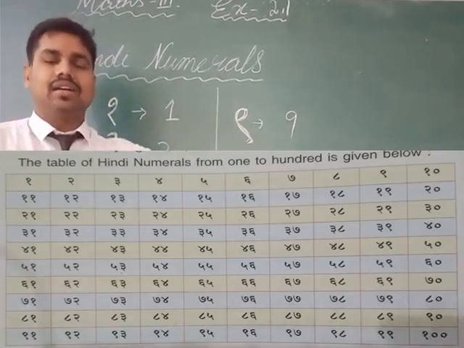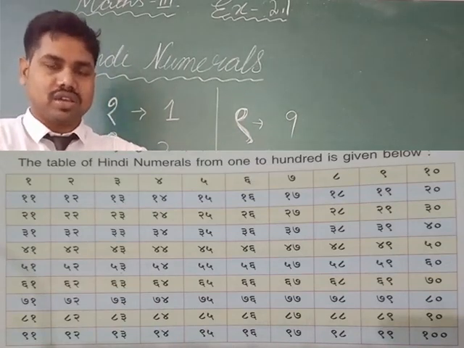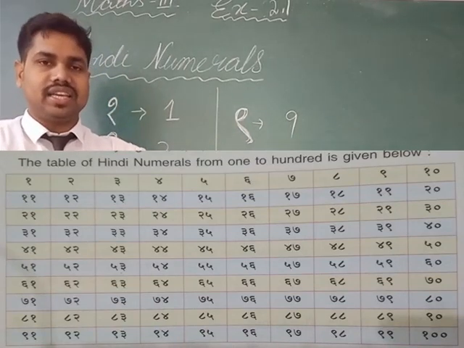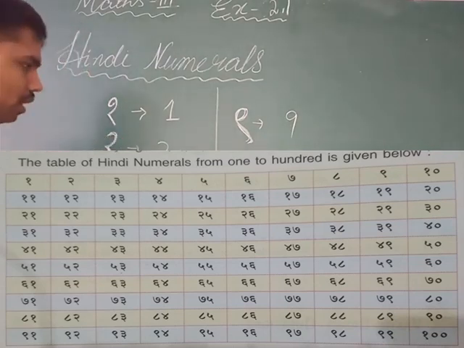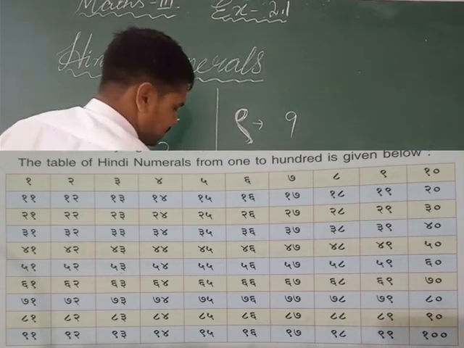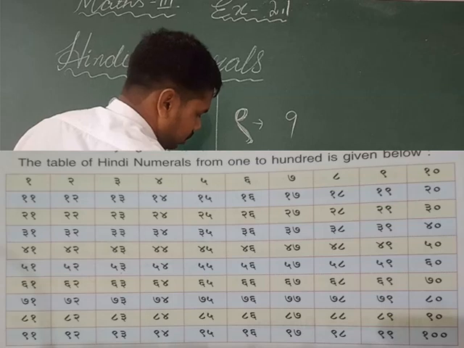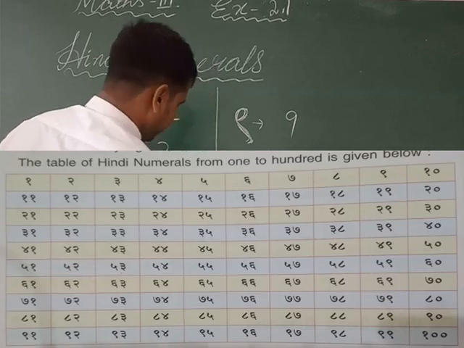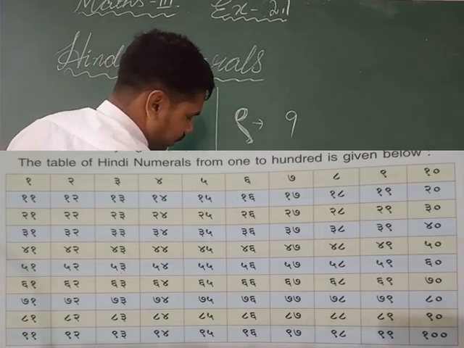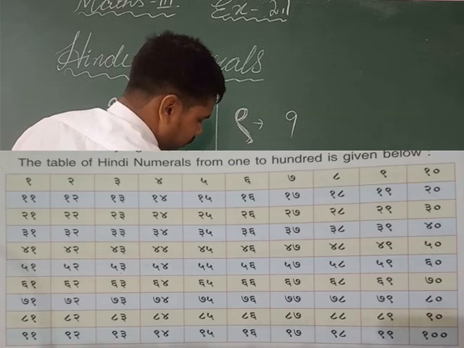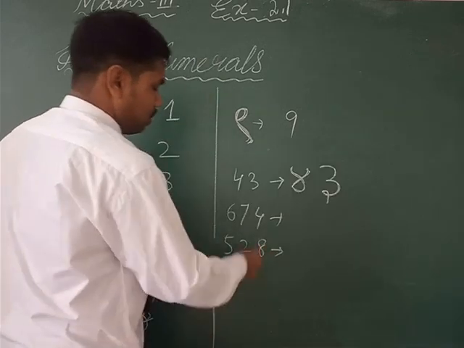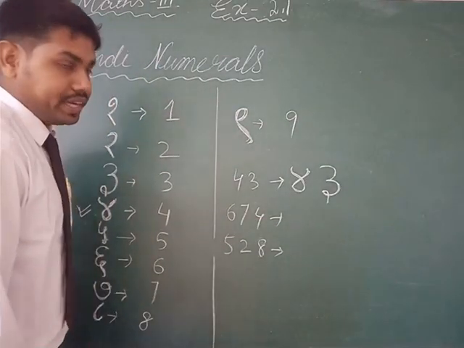This is the type of question that is asked in the exam: write these digits in Hindi numerals. Suppose some numbers are given, 673 or 674, and then 528. These are the two numbers which you have to write in Hindi numerals. So how will we write?